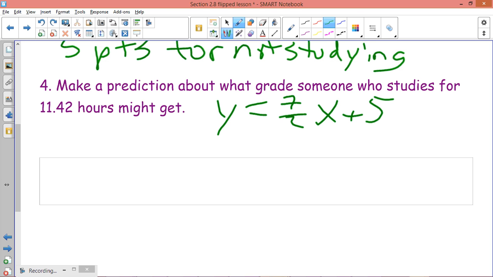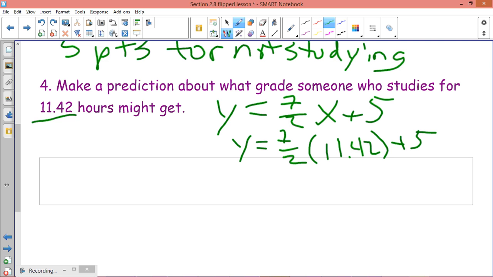Now, which piece of information do I know? Do I know my x, which is my time, or do I know my score, which is my y? Well, I know my time, so that's x. So what I'm going to do is say y equals 7/2 times 11.42 plus 5. Now, guess what I'm going to do now? I'm going to cheat. I'm going to use the calculator, and I'm going to get 7/2 times 11.42, and I get that to be 39.97. Add 5, and we get 44.97.